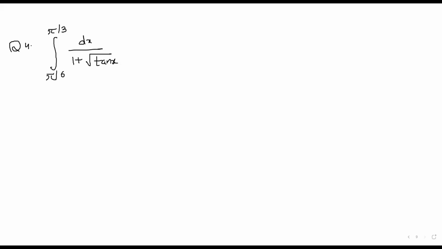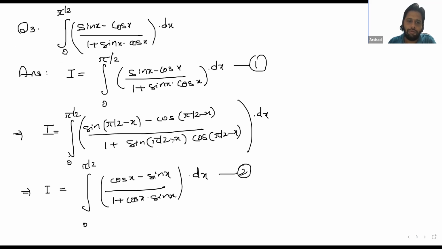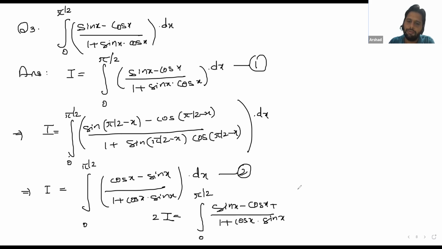Zephyr, you have completed the last question. Answer is zero. No. Please check here. Now add one and two. When you add them, on the left side you will get 2I, with limits 0 to pi by 2. The denominator is the same, so all the terms get added as they are. In the numerator, you will get sine x minus cos x plus cos x minus sine x.